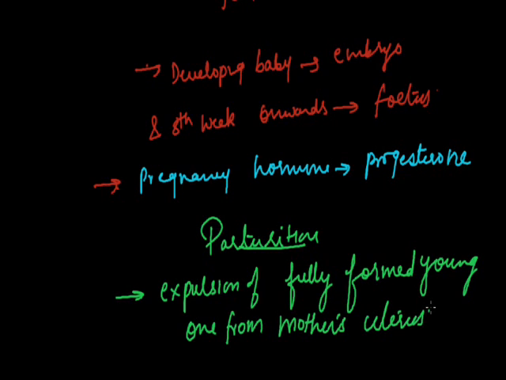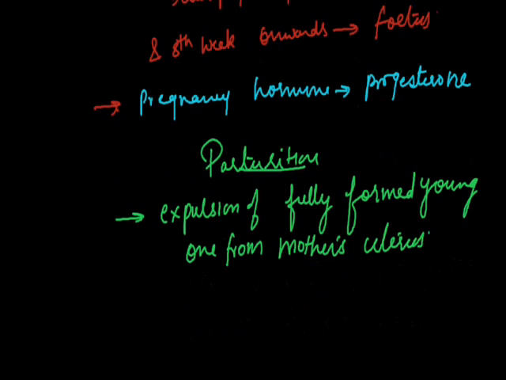The developing fetus secretes hormones from its adrenal gland which stimulate the release of birth hormone from the mother's pituitary, and it causes labor pains which push the baby out of the uterus through the vagina. After birth, the umbilical cord is tied and then cut, which finally shrinks into a scar which is called the navel. So this was all about parturition.